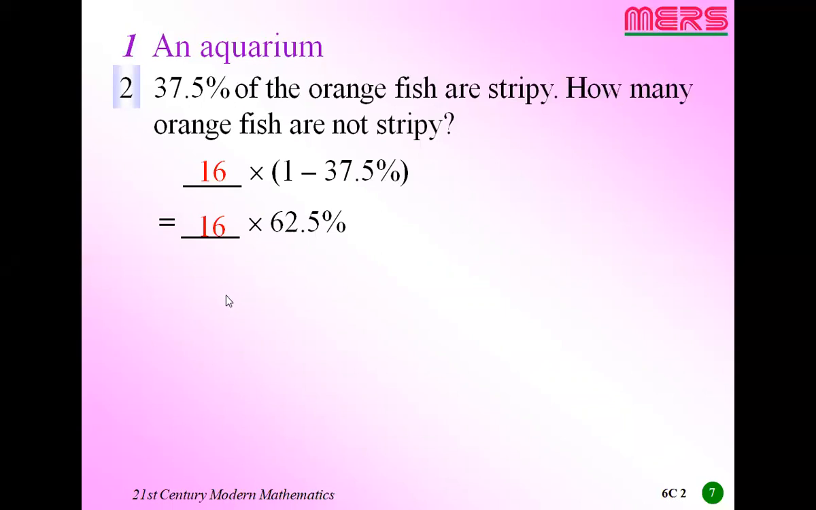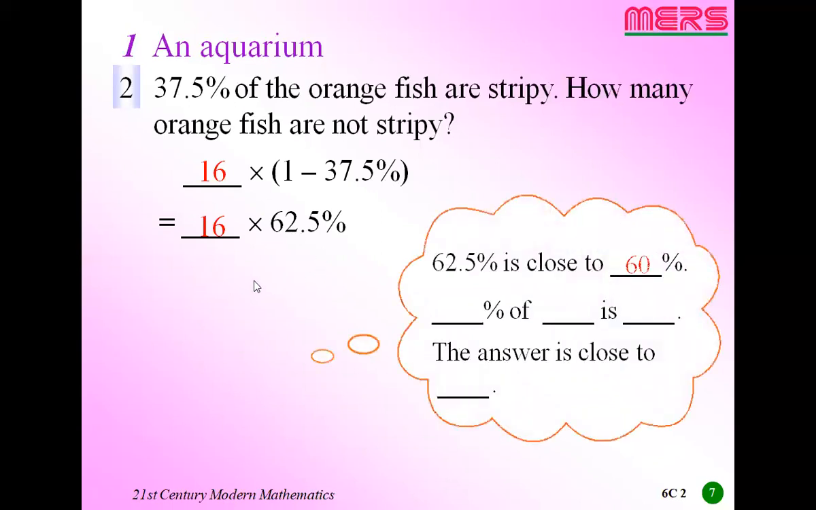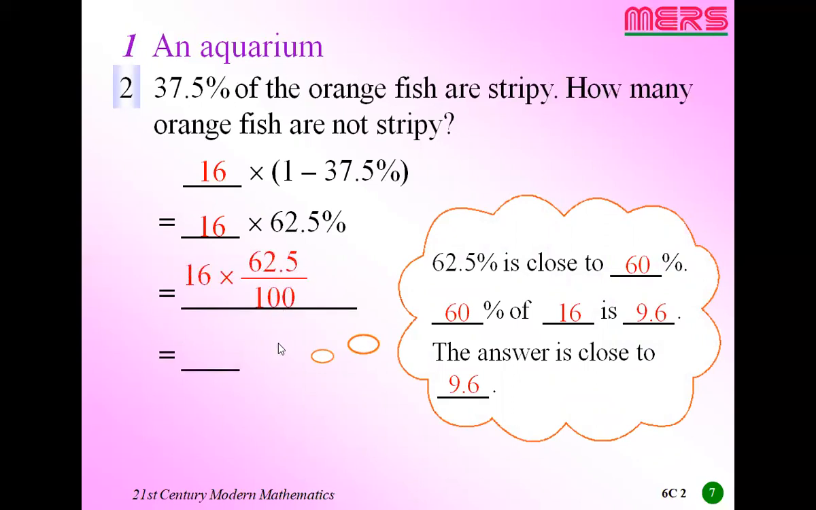And then do the calculation, same as usual. Don't be scared because it's a percentage. Just change it like how we change it when they are not percentages. Put it as 62.5 over 100, okay? And then you can find the answer to be 10. And the statement will be 10 orange fish are not stripy.